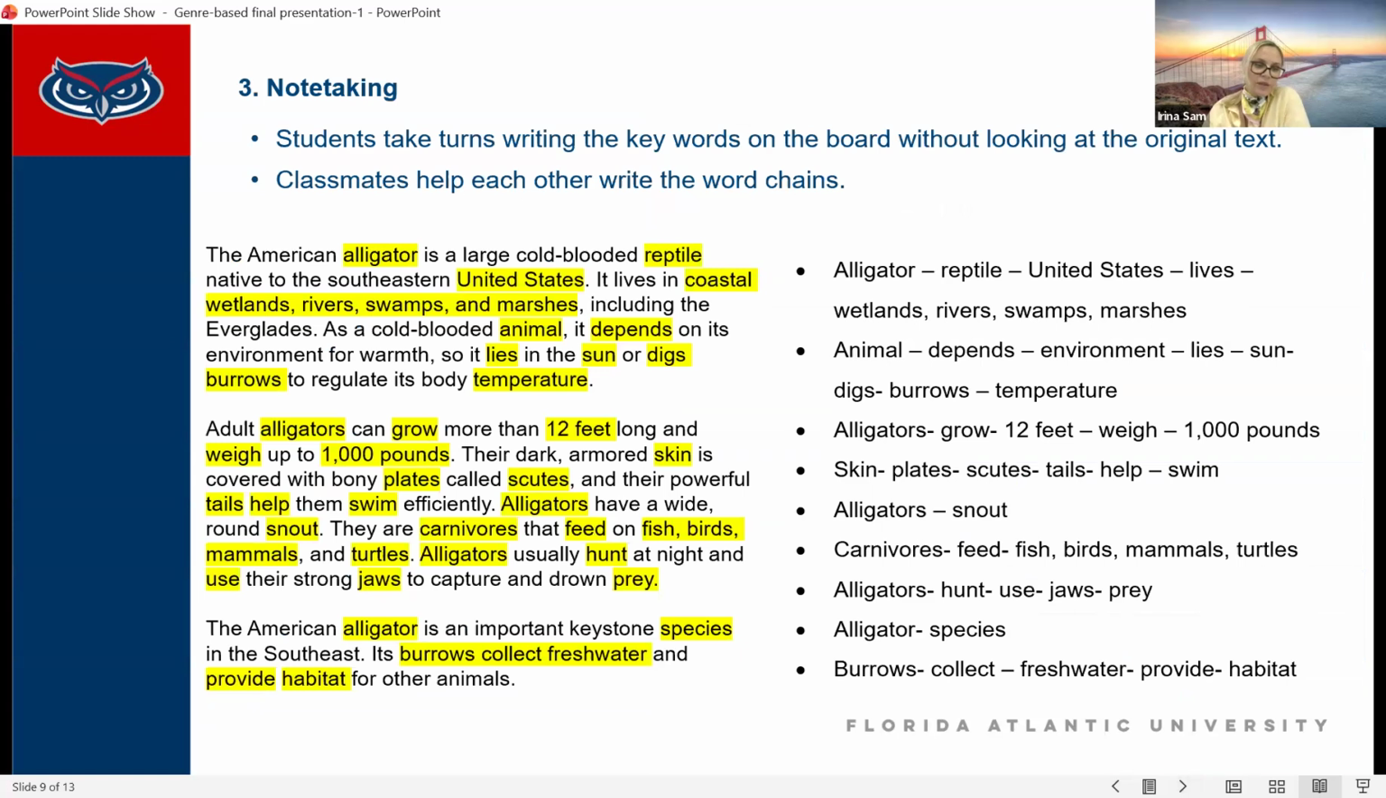After detailed reading, students move on to note-taking stage. They work together to recall and write keywords from the text without looking at it. Students take turns writing a keyword on the board, and classmates help each other with the word chains. This step reinforces memory and understanding, and it prepares them for the next stage where they will use these notes to reconstruct the text. You can see the text on the left side with the keywords highlighted and the keyword chains on the right side.